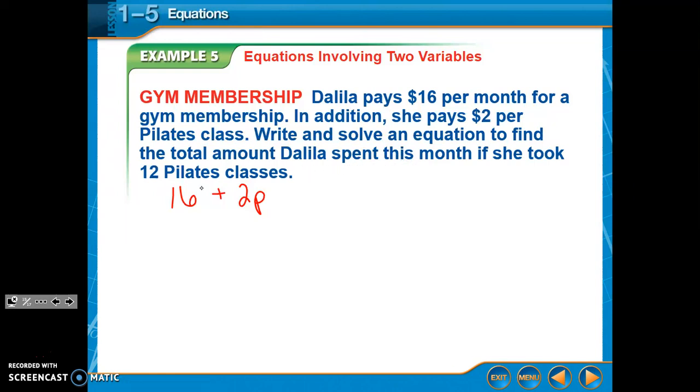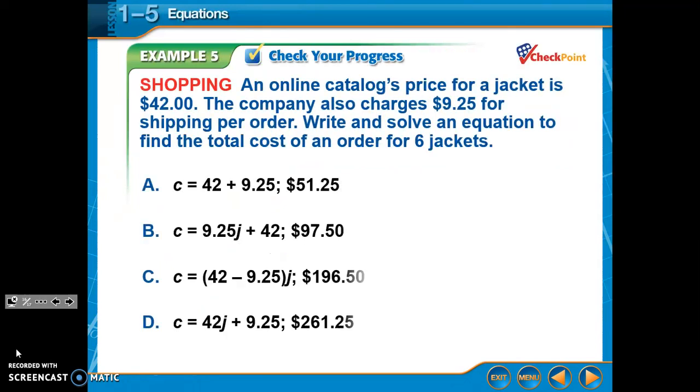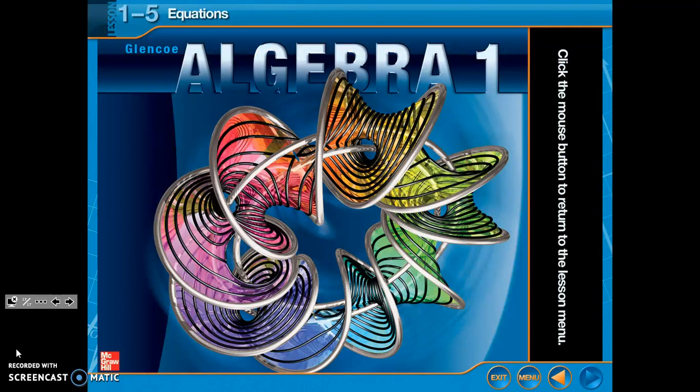We want to figure out how much she spent if she took 12 Pilates classes. I'm going to put that in for p. So I'm going to have 16 plus 2 times 12. Then it's going to be 16 plus 24, and I'm going to say that she spent $40. All right, you do this one. And that is the end of lesson 1-5.